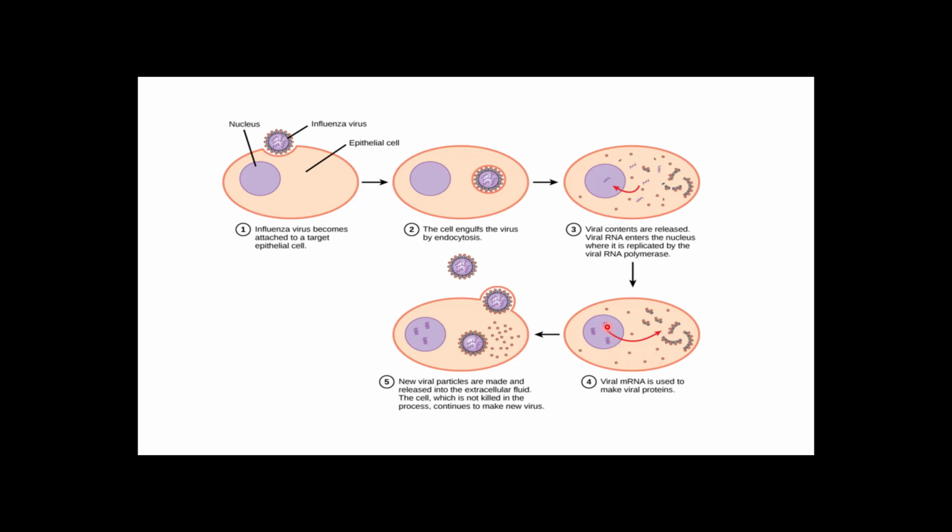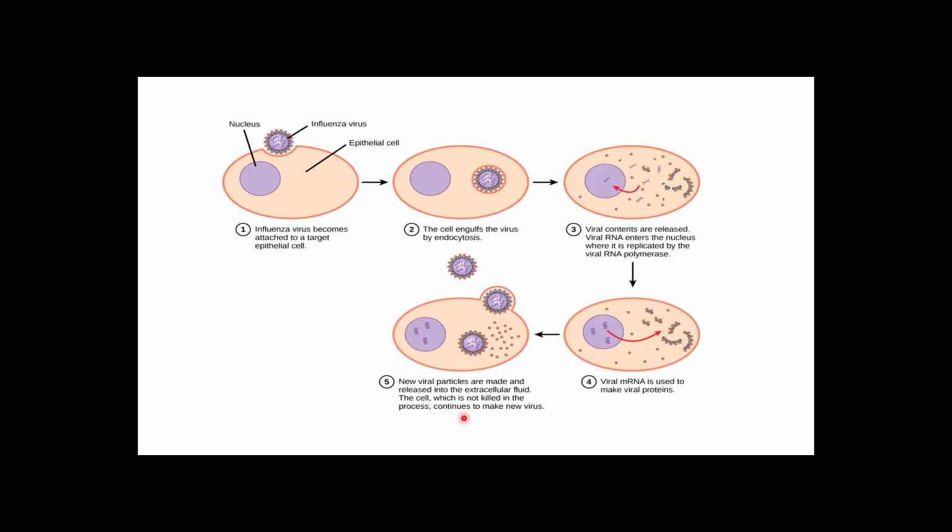When the viruses make copies of their genetic material, they make viral messenger RNAs. These messenger RNAs move into the cytoplasm of the cell, and they make the viral proteins there. So new viral particles are going to be made, because they have already replicated their genetic material and made their proteins. The new viral particles are released into the extracellular fluid, and they infect fresh epithelial cells.